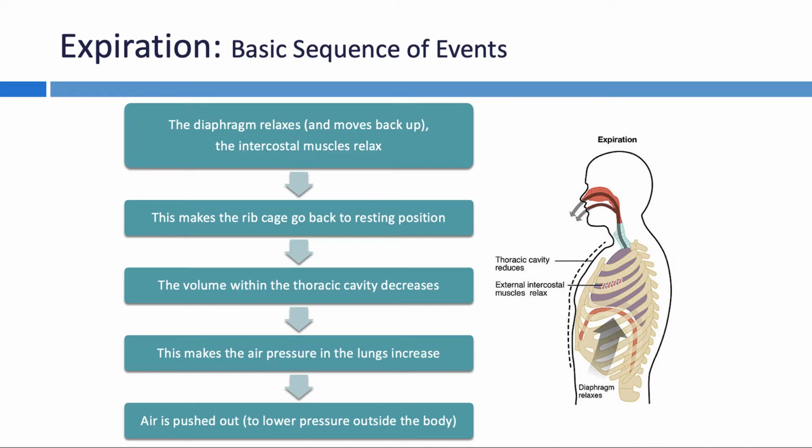Hopefully you came up with something like this. The diaphragm is going to relax and move back upward to where it was. The intercostal muscles are going to relax. This is going to make the rib cage go back to its smaller resting position. The volume within the thoracic cavity then decreases. Doesn't have to decrease a whole lot, but it decreases, which makes the air pressure in the lungs increase, which makes air be pushed out towards the lower pressure that's now outside the body.